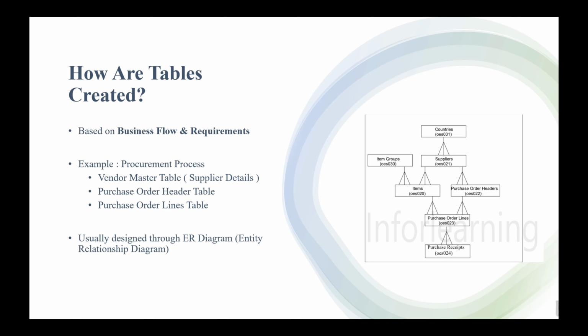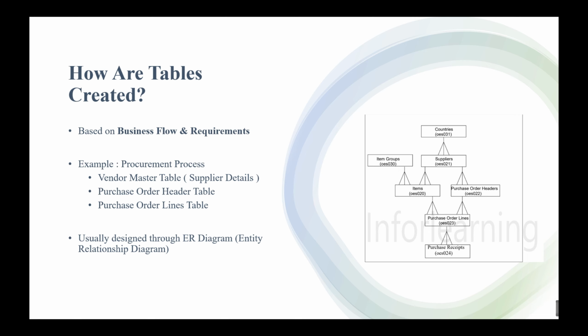Okay, you can see there, for the procurement flow, first we need to store the details of suppliers, so we create a vendor master table. Next we need to store the purchase order, so we create a purchase order header table and a purchase order lines table. This means our table design is directly linked to the business flow. That's why before creating a table, we usually design the diagram, which I've already done.